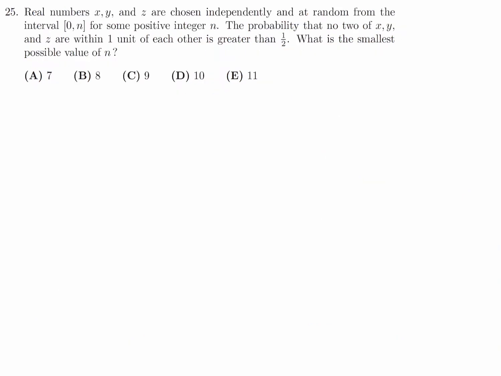Real numbers x, y, and z are chosen independently and at random from the interval 0 to n for some positive integer n. The probability that no two of x, y, and z are within 1 unit of each other is greater than a half. What is the smallest possible value of n?